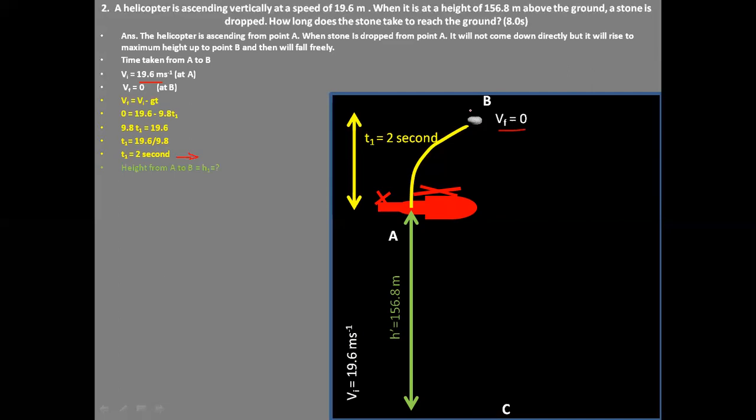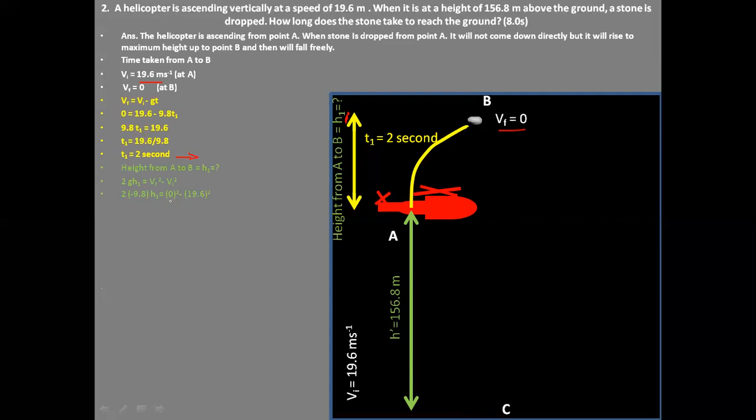Now for the height part, how much height did it travel from point A to point B? For that, we are using the third equation of motion to find out the height h1, the height from here to here in time 2 seconds. Putting in the value of g, which is 9.8, the acceleration due to gravity, we have a negative sign because we are going against gravity. h1 is the height we want to find out from point A to point B.